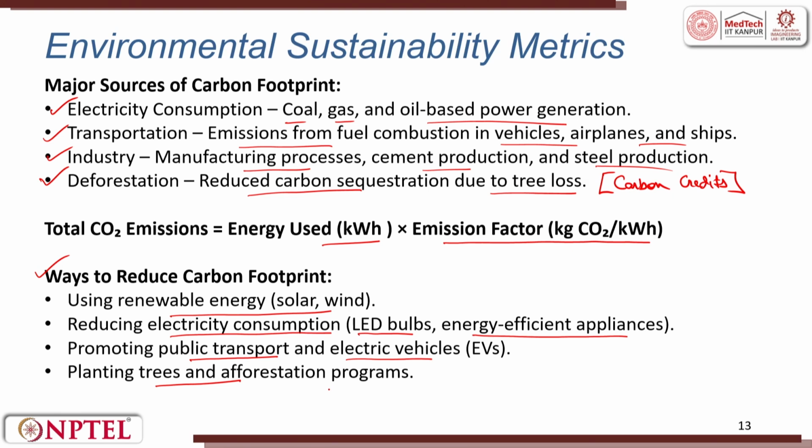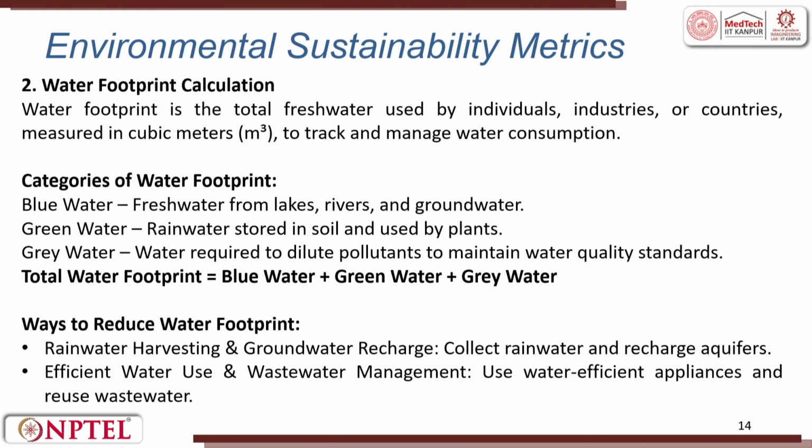So not only carbon footprint, we also have water footprint and air quality. Water footprint calculation. Water footprint is the total fresh water used by individuals, industries, or countries measured in cubic meters to track and manage water consumption. Categories of water footprint: blue water, green water, and grey water are three categories. Total water footprint is equal to blue water plus green water plus grey water all together.